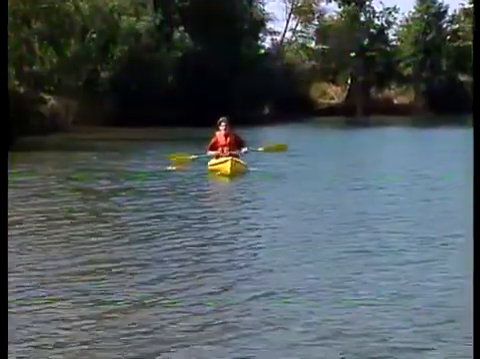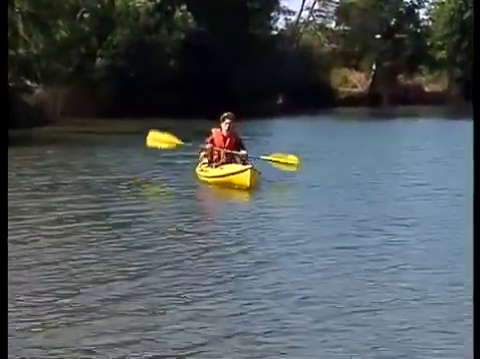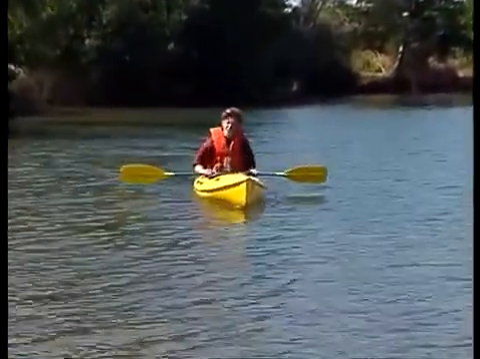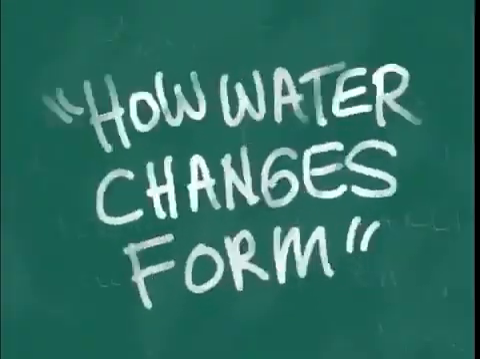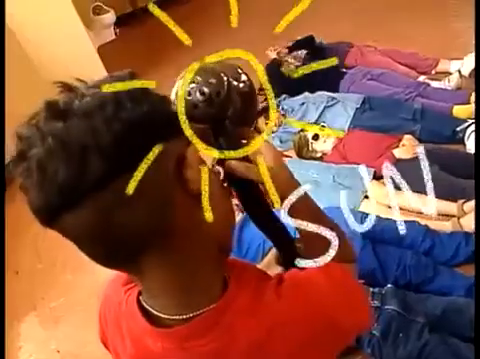The host canoes. After it is accumulated above ground, water does an amazing thing. It changes form. It evaporates. From a liquid, it becomes an invisible gas. A girl adds noodles to a boiling pot. What makes water change form? How water changes form. A boy points a light at kids lying on the floor.